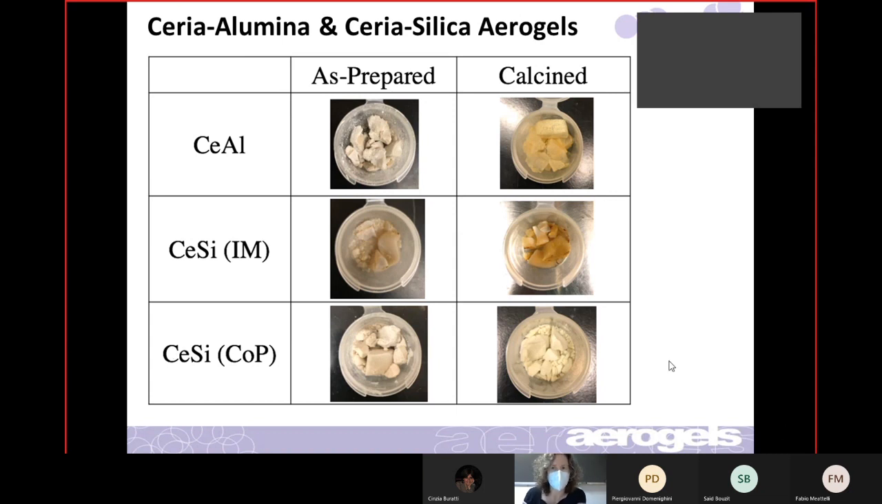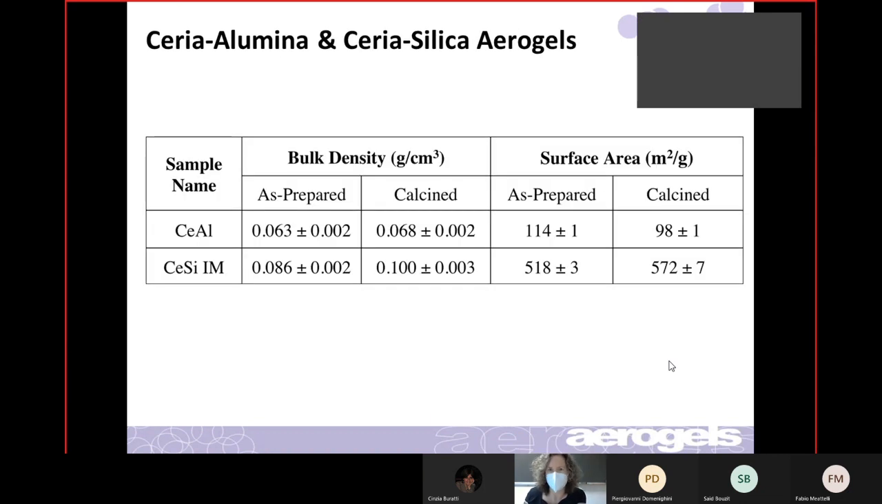So for example, with the ceria alumina sample, we had a particular density. These are nice low density aerogels as prepared. After we calcined, they were a little bit more dense. It was more dramatic for the cerium silica sample. We also see, sometimes, differences in the surface area. So after calcination here, for example, the cerium silica aerogel became more dense, and interestingly, also has higher surface area. Right? Sometimes we see a lower surface area because it depends what changes occurred.